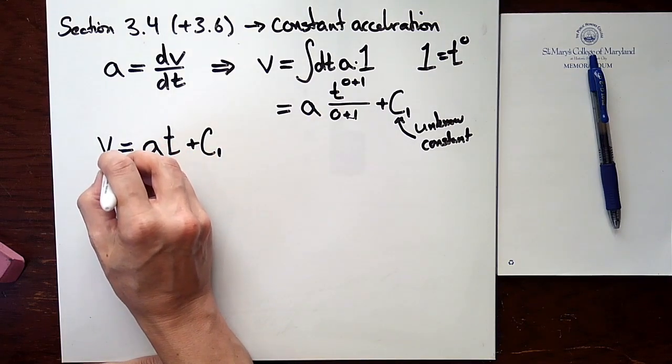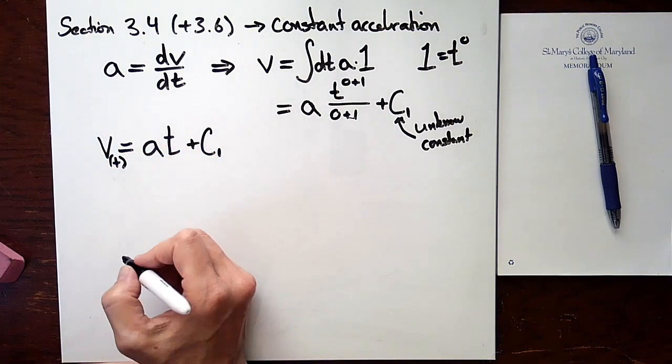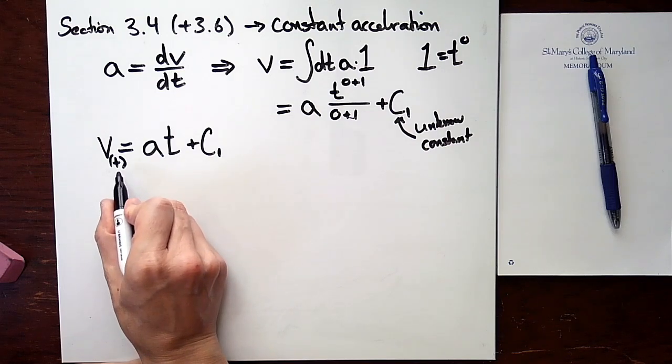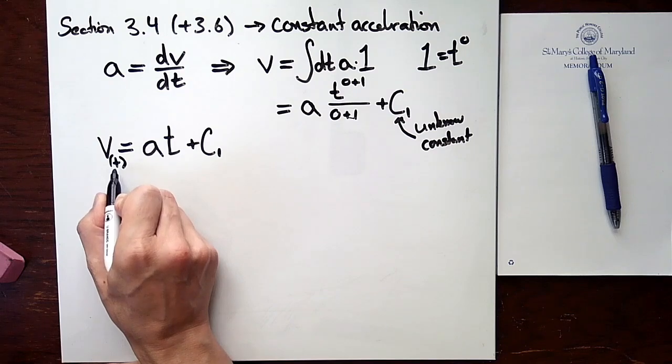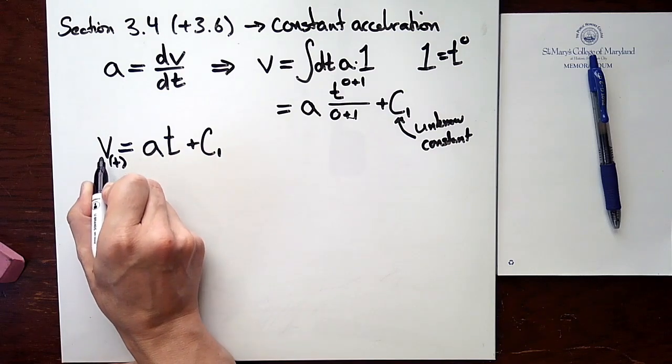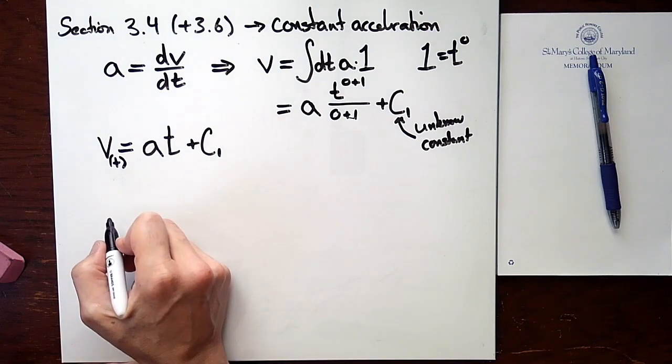And I'm going to remind us all that velocity is a variable. It's something that varies as time goes on. So I'm going to put in parentheses this little t just to remind ourselves that v depends on the value of t.